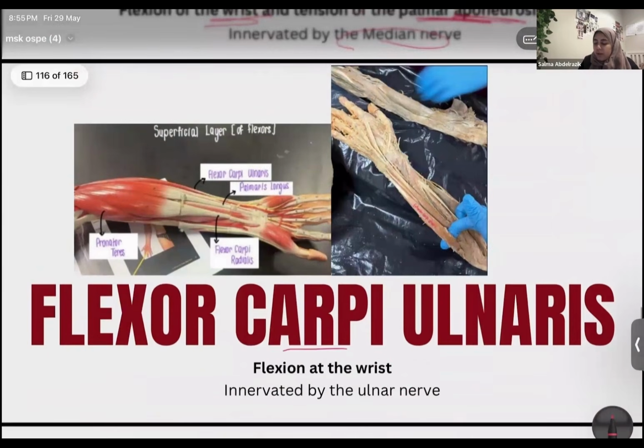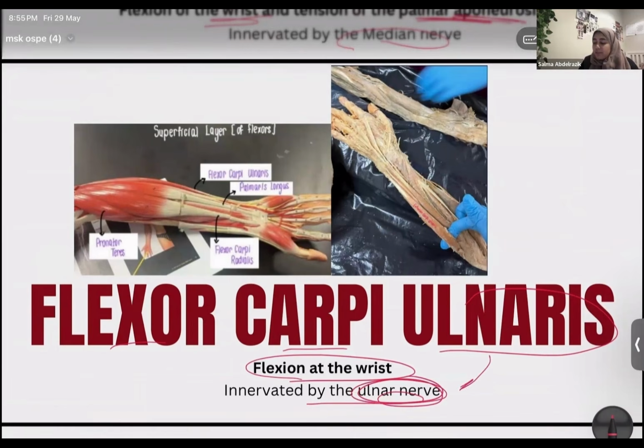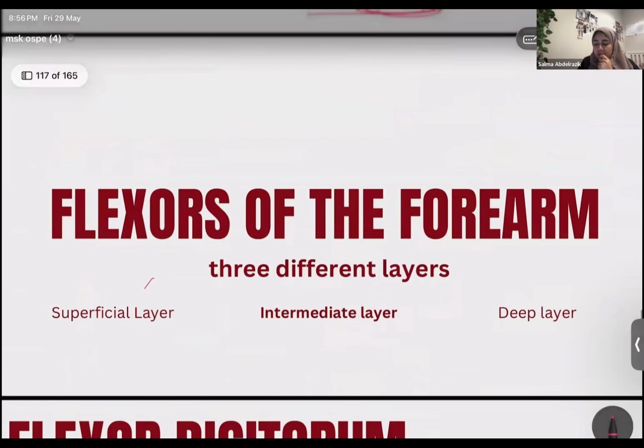And then flexor carpi ulnaris. It flexes the wrist and it's innervated by the ulnar nerve. That's the difference. When you go medially, we have two nerves that supply the flexors. We have median, which is for everything lateral, and the ones medial are ulnar because it's related to the ulna, which is more medial. Just try to memorize it in a random way. Here's the flexor carpi ulnaris. It's most medial. We're done with superficial.